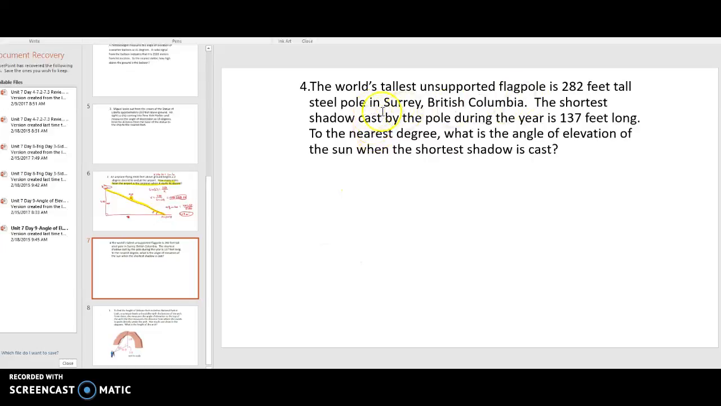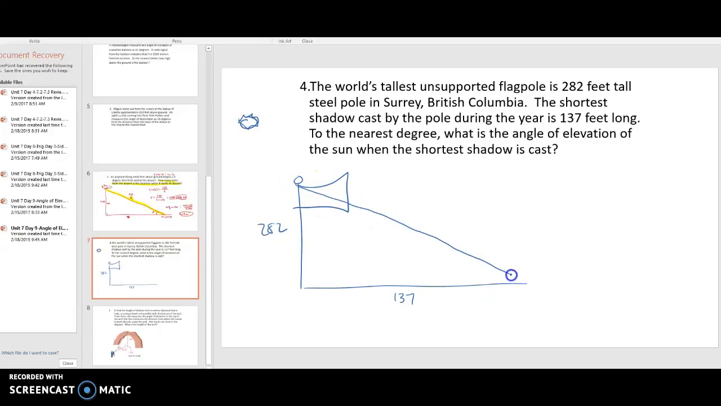All right, last here. It says the world's tallest unsupported flagpole. So we have a flagpole, right? Is 282 feet tall. Now, it says the shortest shadow. So when we talk about the shadow, that's going to be along the ground because the sun's going to be up here shining down. And as that light comes down, it creates this shadow that is 137 feet long. To the nearest angle of elevation. So when we look, the angle of elevation is going to be here. That's what we're looking for.